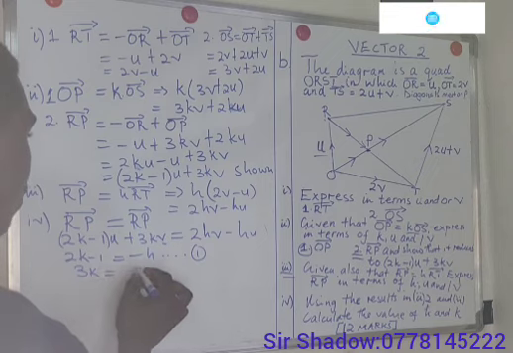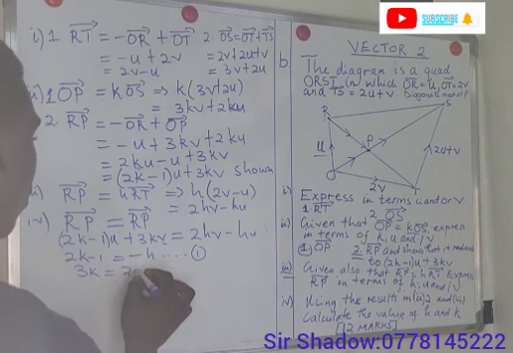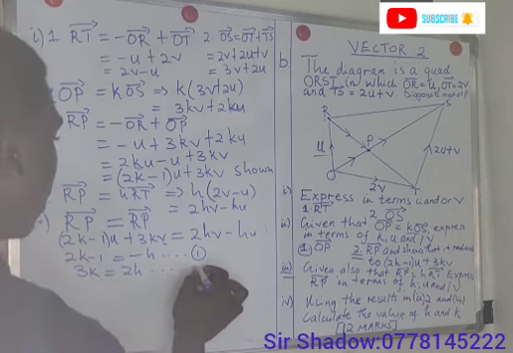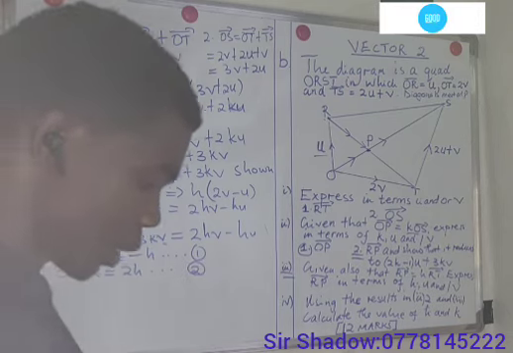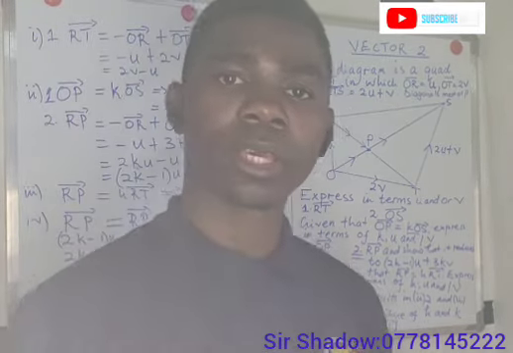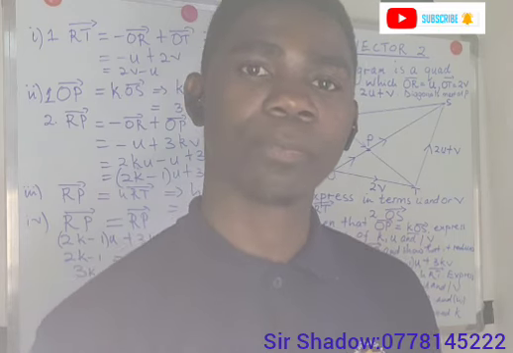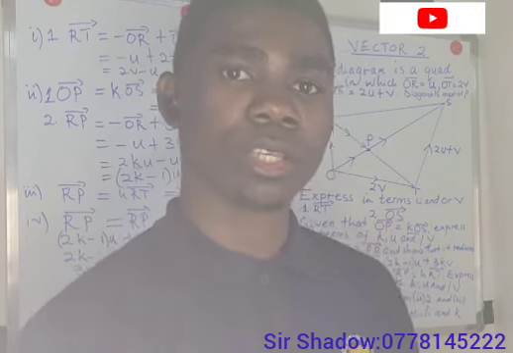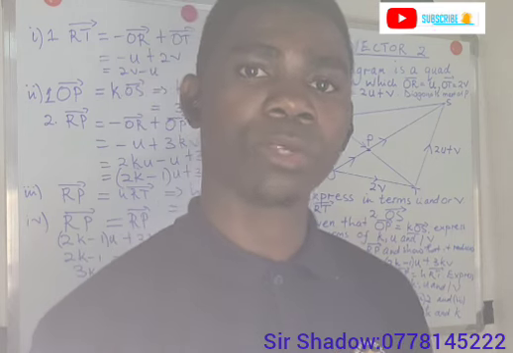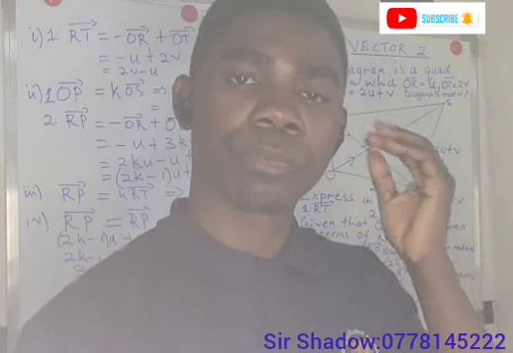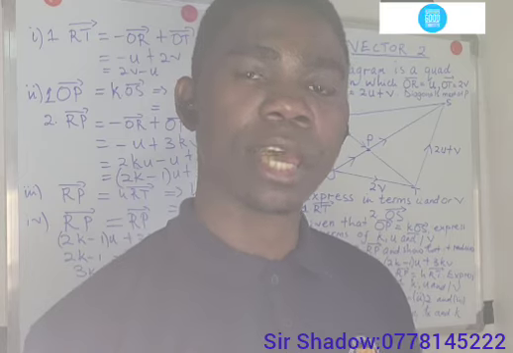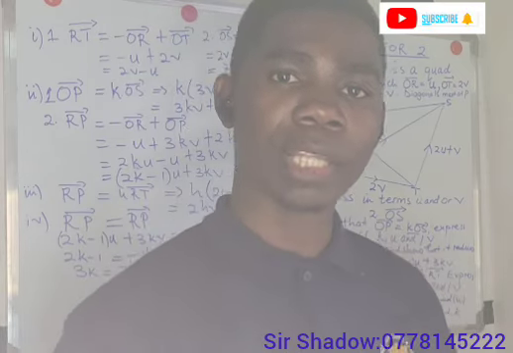3k is equal to 2h, which is equation number 2. I'm sure you are able to solve 2 linear equations. If you are not able to solve, visit one of my videos on solving simultaneous equations using 5 methods.